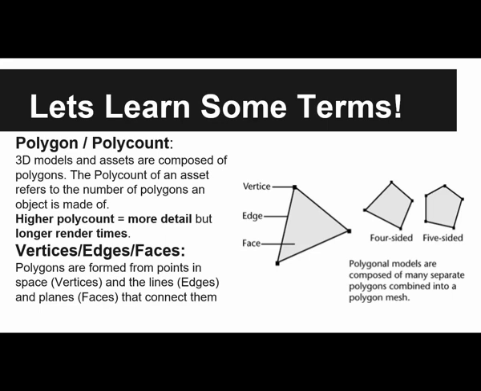Vertices, edges, and faces. Polygons are formed from points in space, which are vertices, and the lines, which are edges, and planes, which are called faces, that connect them.